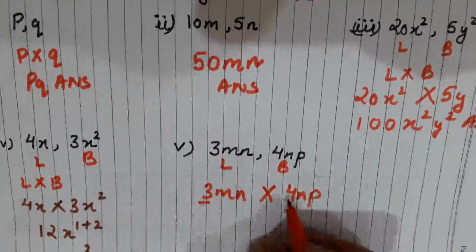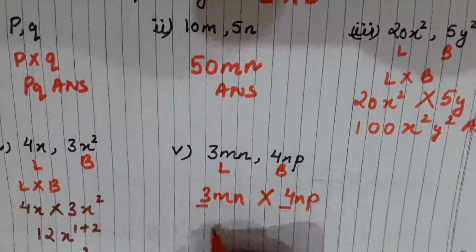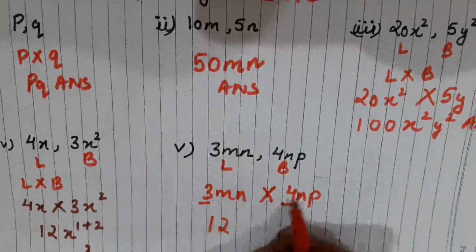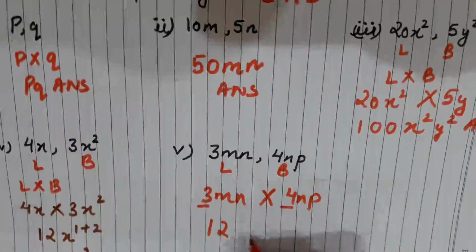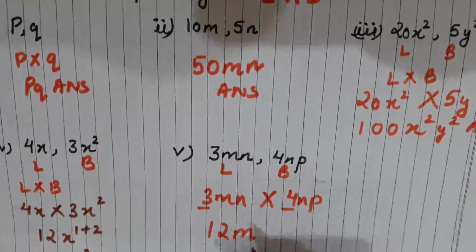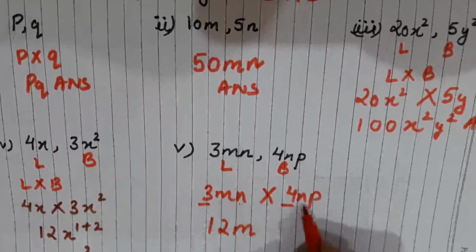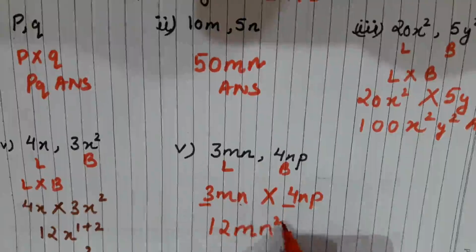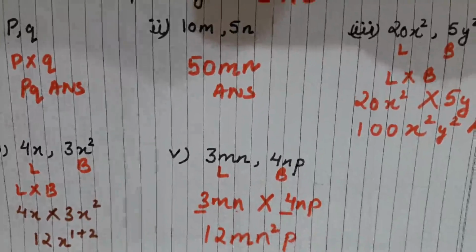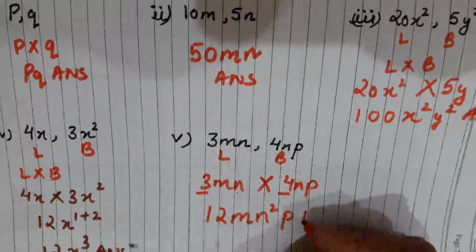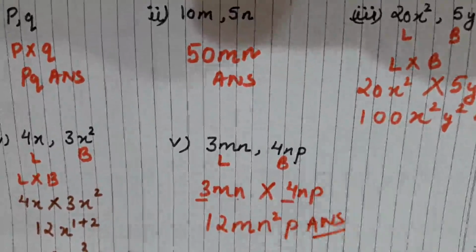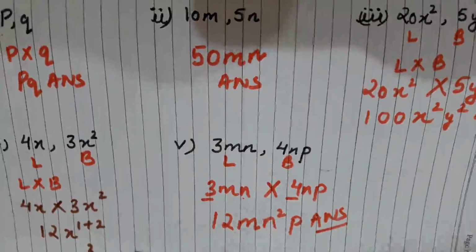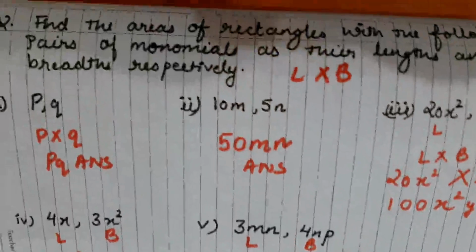Now this 3 and this 4 multiply with each other, you will get 12. M is not common in both the expressions, so M you are going to write once. Here one n, here another n, so n square, because both are having 1 power. So we are adding. So P is not common, so we are going to write P as it is. So this will be your answer. Okay, now with this we have completed your question number 2 as well.